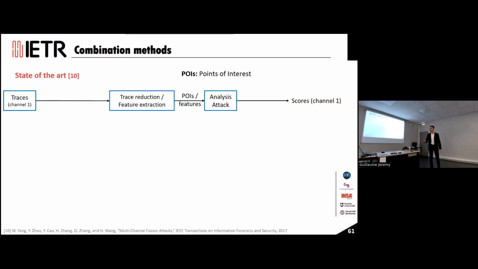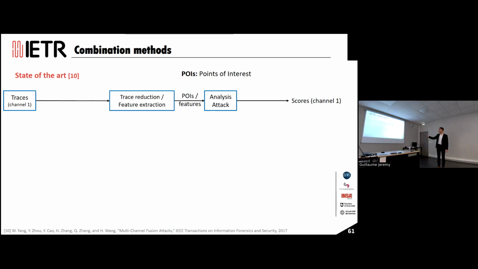Before studying the effect of the combination, we first need to define a method to combine multiple frequencies together. So we start with our initial attack chain where we are using only 1 frequency. What we are doing in an attack is we collect traces. Then we have a phase where we reduce the dimension of the traces, either by keeping only what we call the points of interest, which are the samples in the traces that contain information on the secret key, or by using methods to do feature extraction, like for example, principal component analysis.